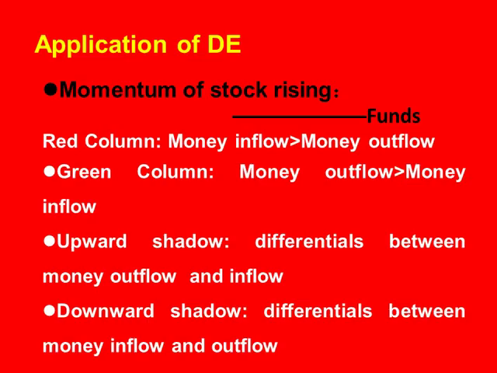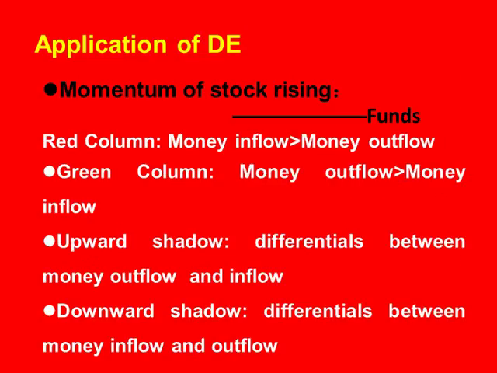Let me see the next one. For the application of the deviation expert, momentum of stock rising for the funds. The red column means money inflow is more than money outflow. Green column means money outflow is more than money inflow. The up shadow is the differential between money outflow and inflow, and the down shadow is also the same. But you should know, up shadow is for the money inflow and outflow, and the downward shadow is also money inflow and outflow.